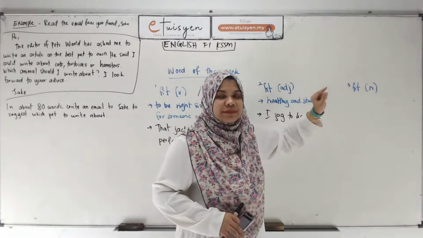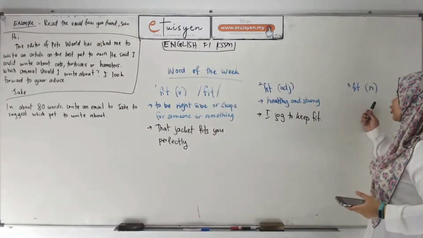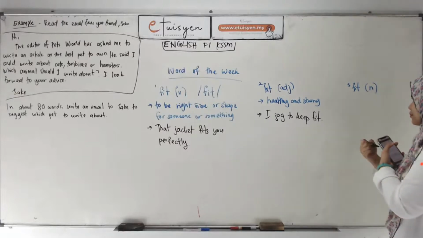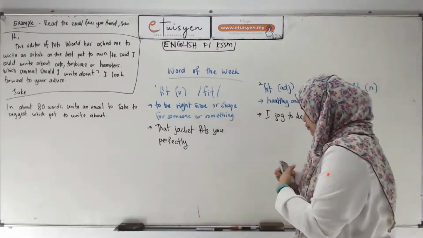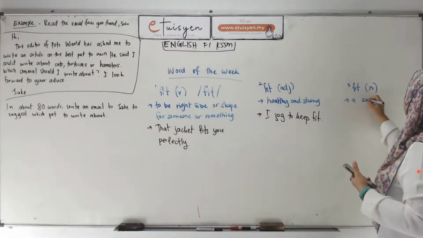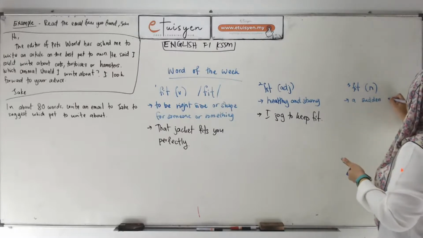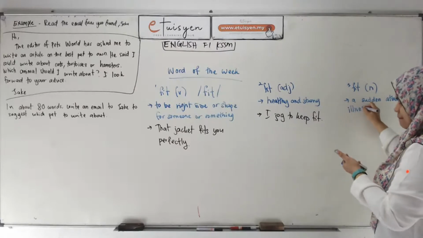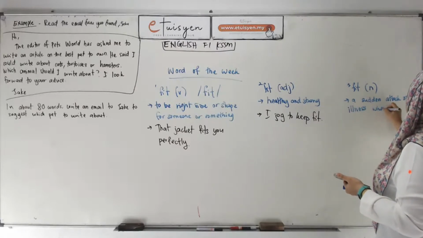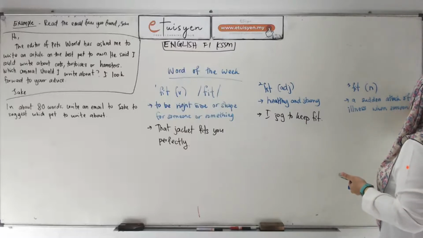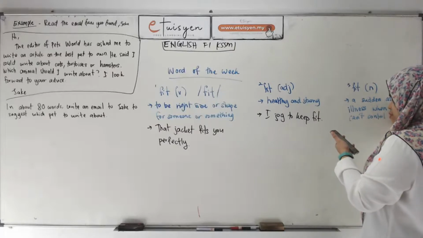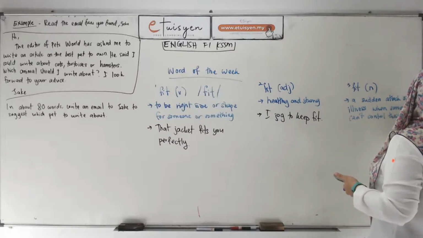Now, the third one, as I mentioned just now, is a totally different meaning from this healthy one. Now here, what does this fit mean? Where's my blue one? A sudden attack of illness, when someone can't control their movement.